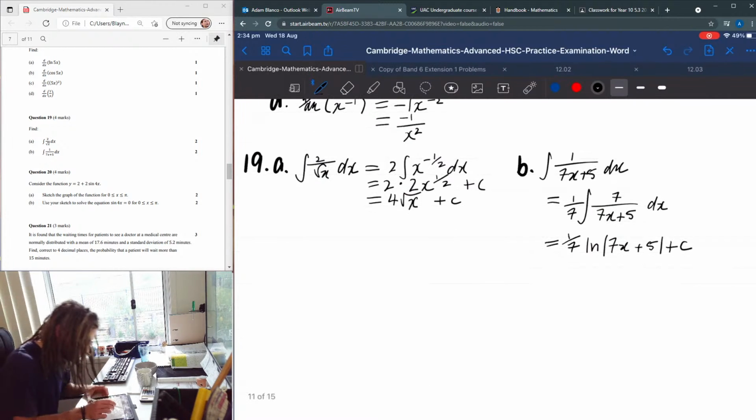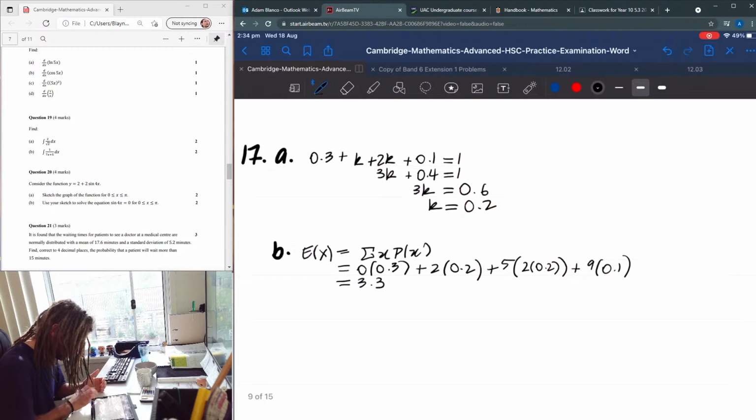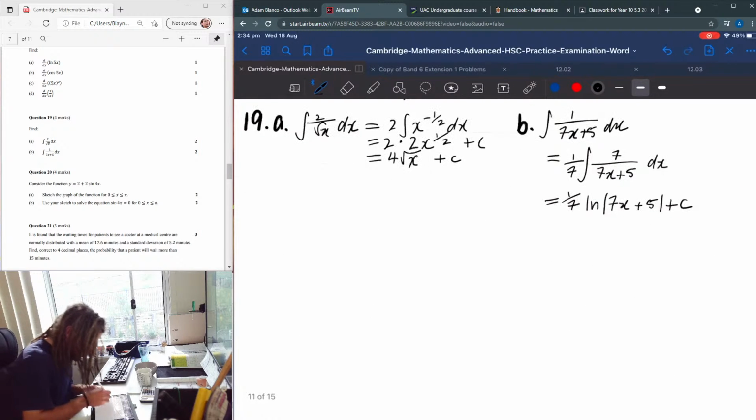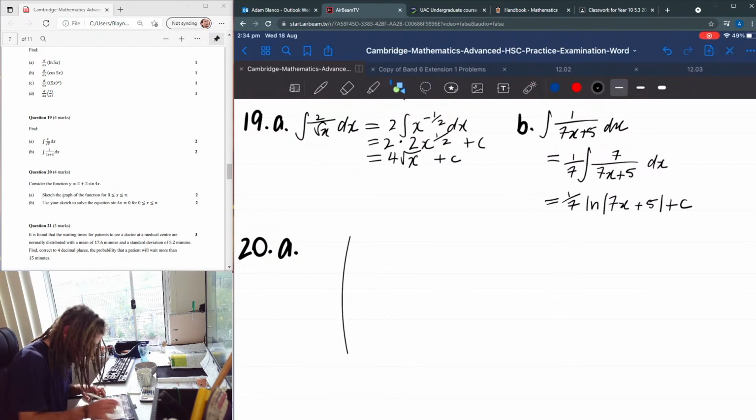Okay, that should be achievable. The question is 20. Have I missed a page or something? I feel like this is very fast. 17, right? Okay. 20. A. I'm making a sketch. How good am I at drawing sketches? Not very. I remember that lesson.